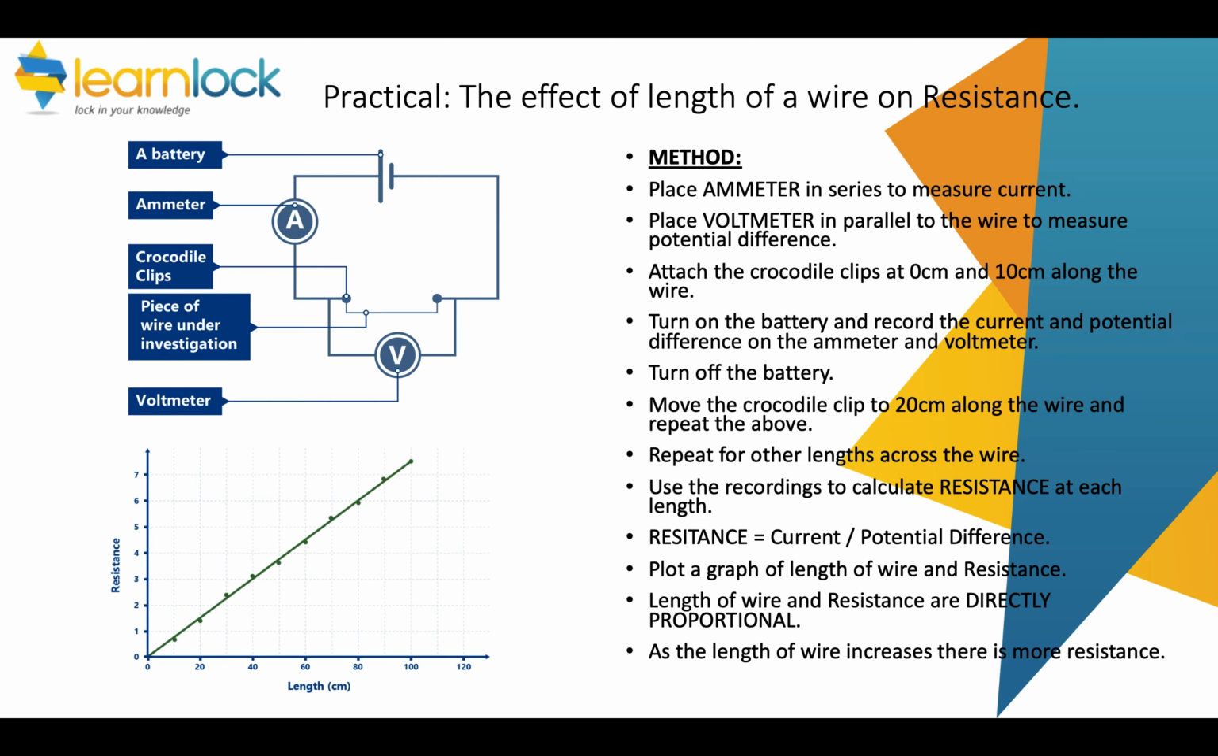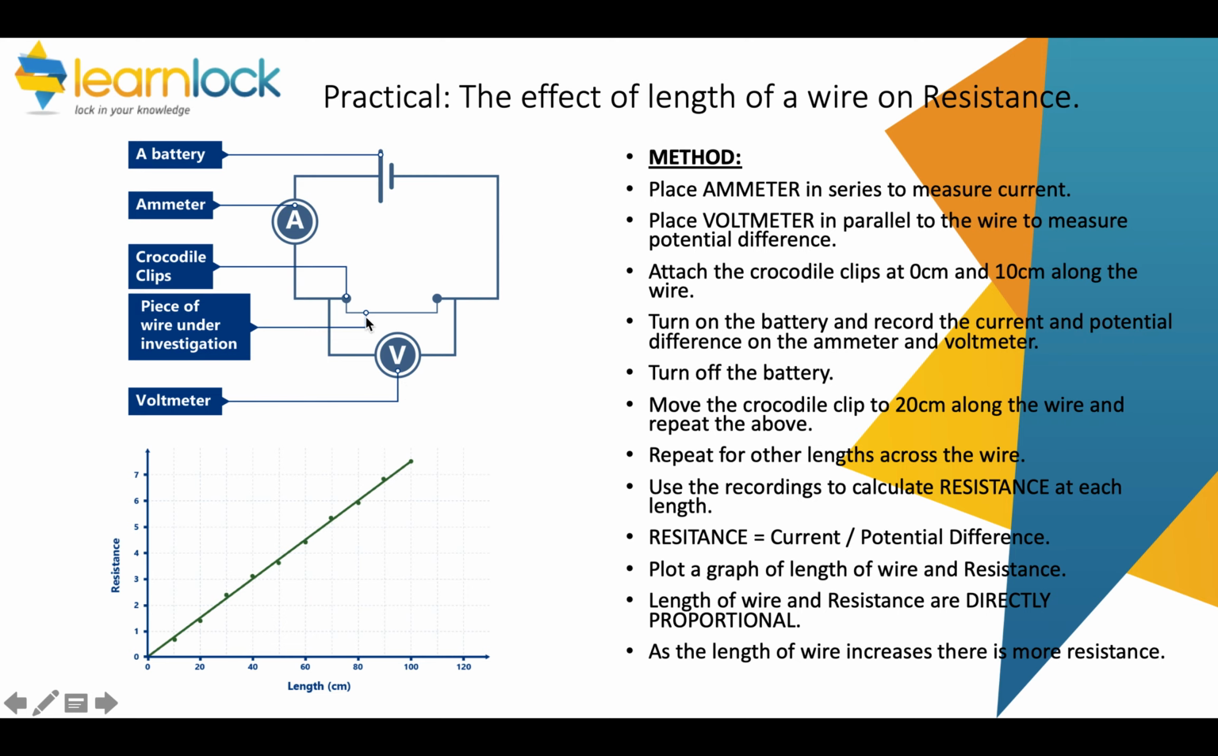The first practical is looking at how the length of a wire affects resistance in that wire. First of all, you set up the circuit as here, so the ammeter is in series, the voltmeter is in parallel to the wire. And then you will attach crocodile clips along this wire, so at 0 centimetres and the other crocodile clip at 10 centimetres. You'll turn it on and then you record the current and the voltage.